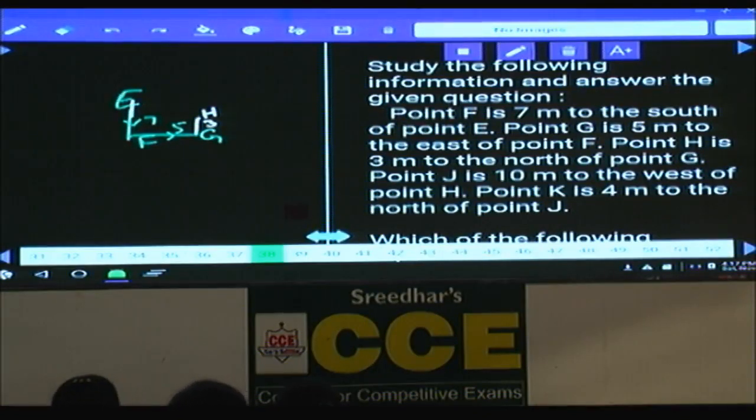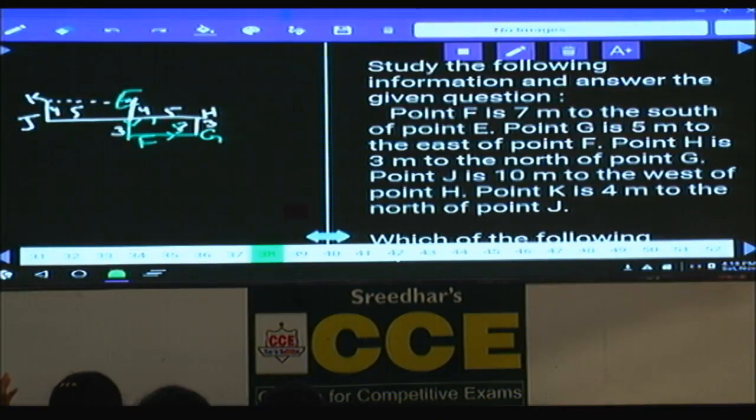H is 3 meters to the north of G, and J is 10 meters to the west of H. From here, J is 10 meters to the west of H. Here, this will be 5 and this will be 5, because this 5 and this 5 are one and the same. Now between these two the distance is 4, this is 7, 3, because the total distance is 7. K is 4 meters to the north of J. K will be somewhere here, which is 4 meters. And this K and E form a horizontal straight line.